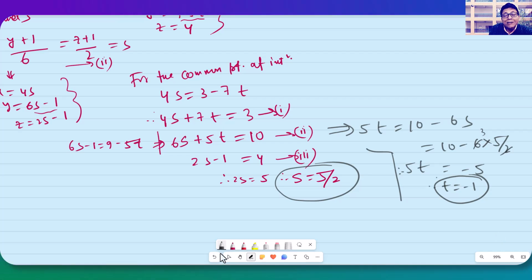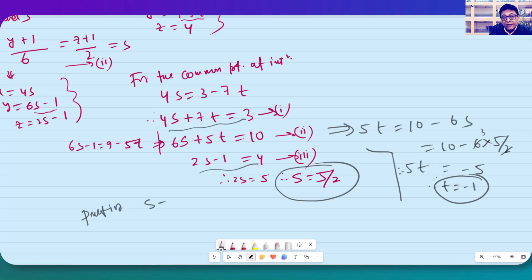Are they satisfying this equation? We have to check that. If satisfied, then there is a point of intersection. You remember the method, no? We will be solving any two of the 3 equations, find s and t, and check whether the third one is satisfied. So we have solved 1 and 3, we will check number 2 only.